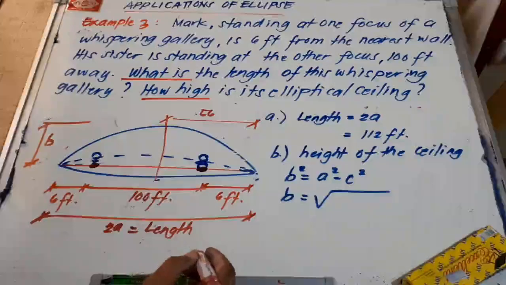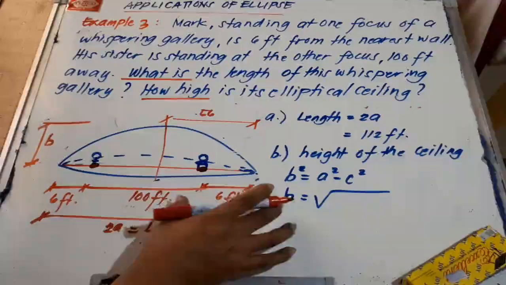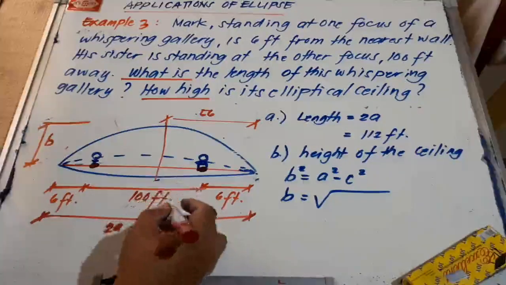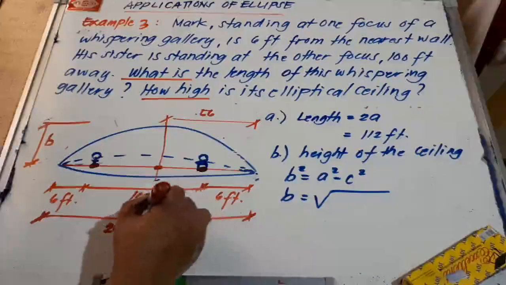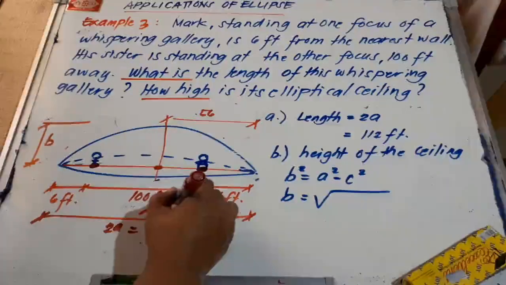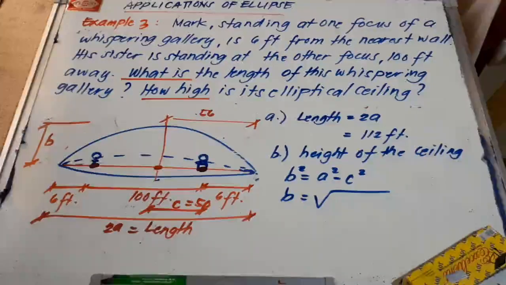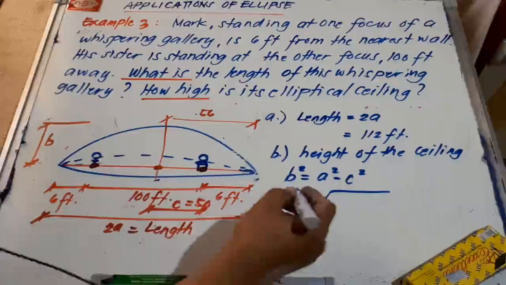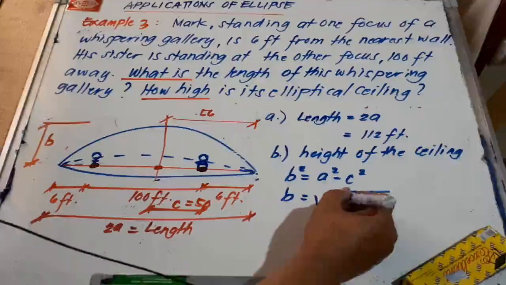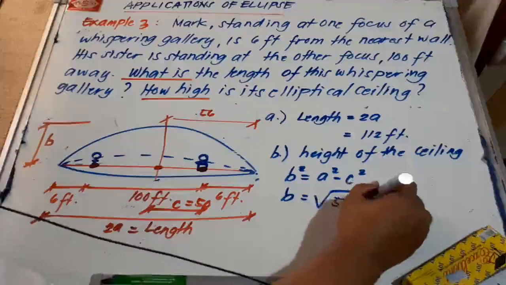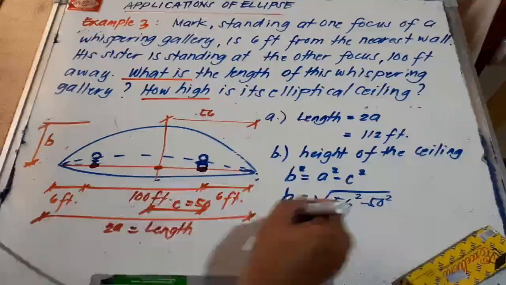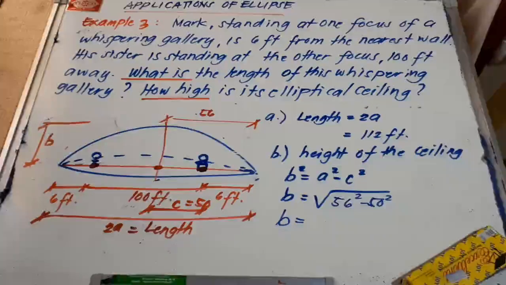So, that is equals to 56. Okay? Kasi 50 yung kalahati plus 6, 56. So, yung C naman natin, from center to focus, that is equals to 50. Okay? Kalahati ng 100 is 50. So, therefore, C equals 50. So, to solve for B, which is the height of the ceiling, that will be equal to square root of 56 squared minus 50 squared. That will be 25.22.